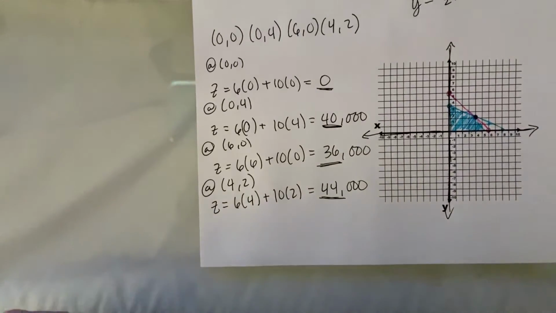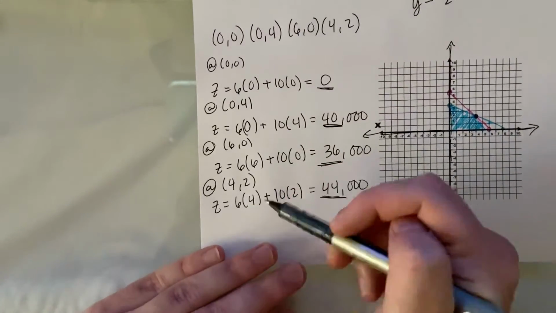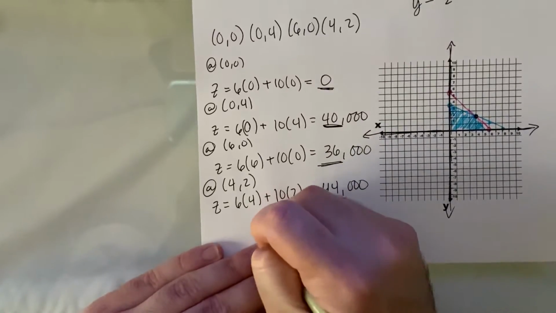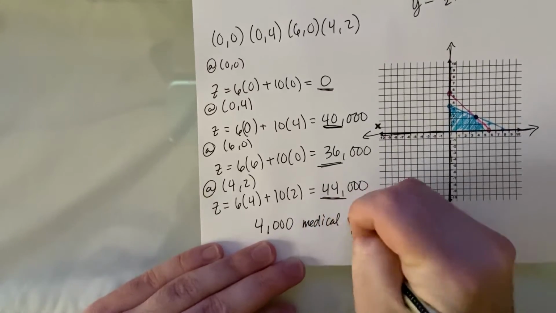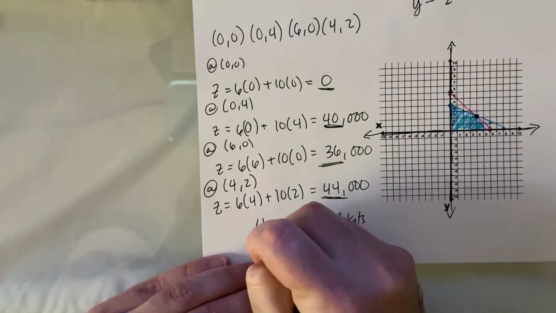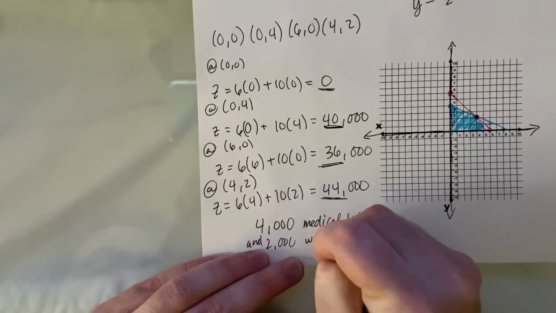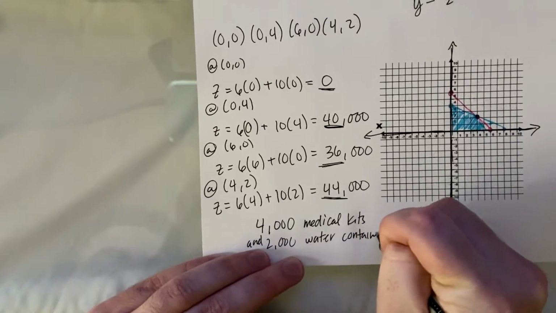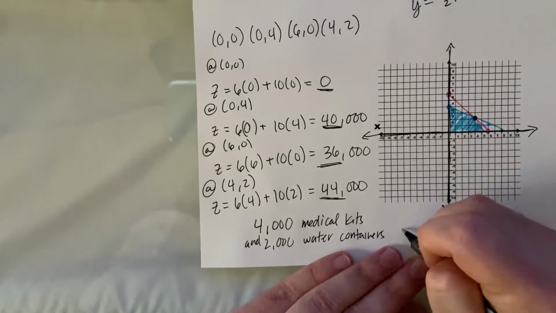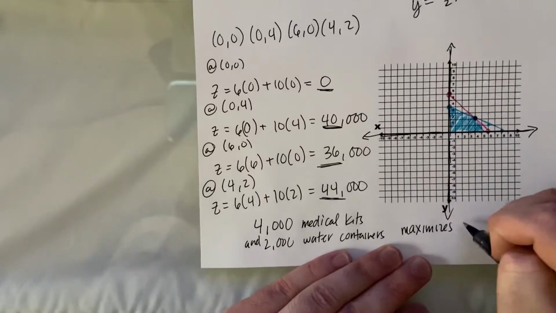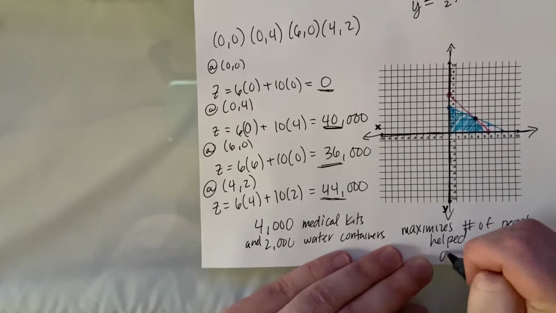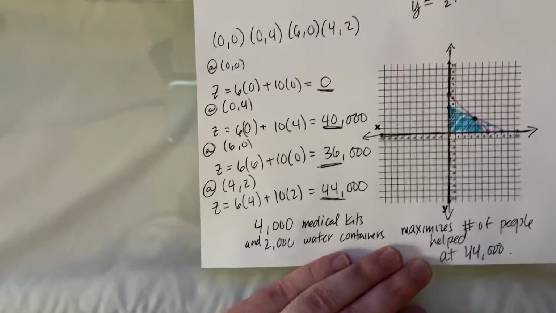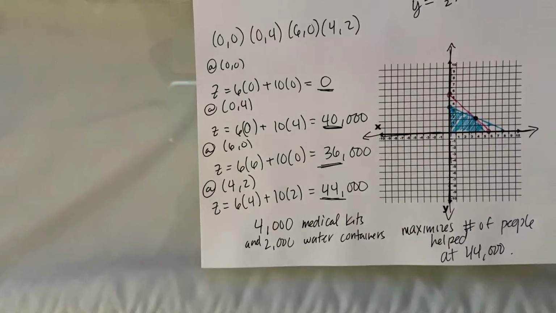So the number of each item to be put on the plane in order to maximize the number of people helped, we want to know the items. So we should put on, this is in thousands, 4,000 medical kits and 2,000 water containers. That maximizes the number of people helped, at 44,000. This is the idea of how a problem works, what kind of restrictions businesses have.